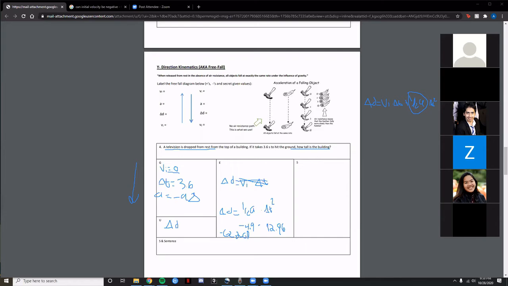Now you got negative 4.9. You can multiply that by 12.96. And your answer should be a little different than the first time around. It should be 63.504. And so the way you would write it out is: the building's height is 63.5 meters tall. Any questions on question 4? Going once, going twice. Solved.